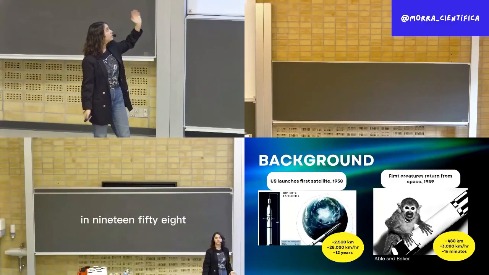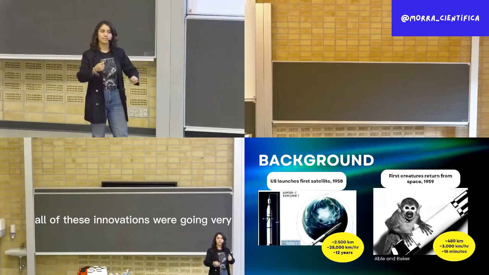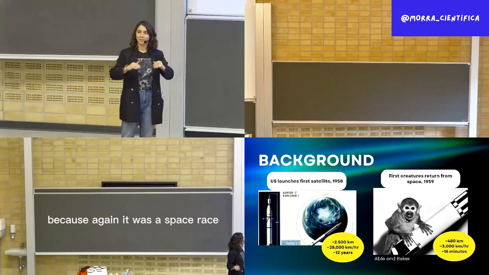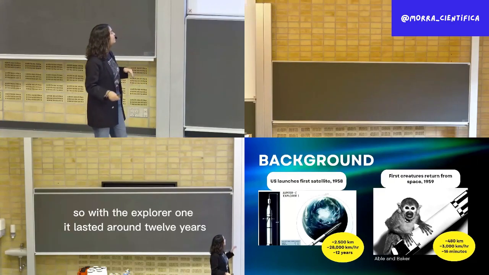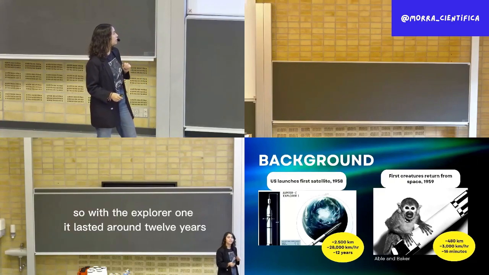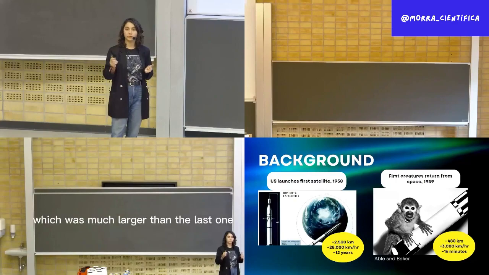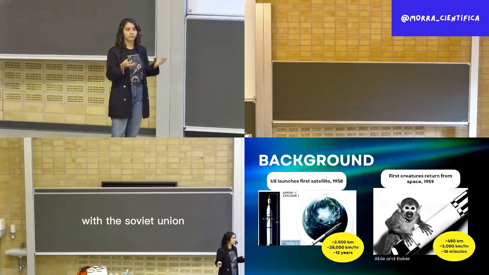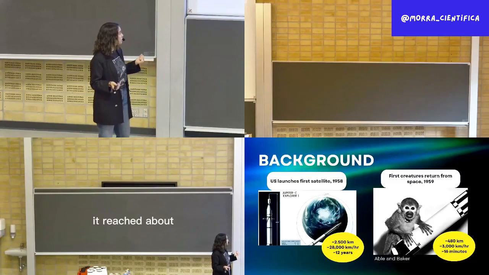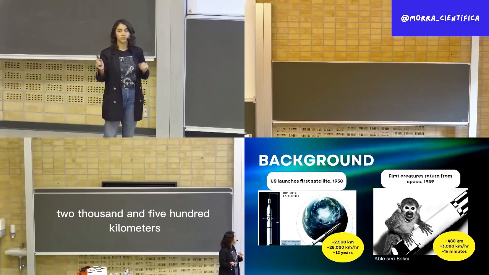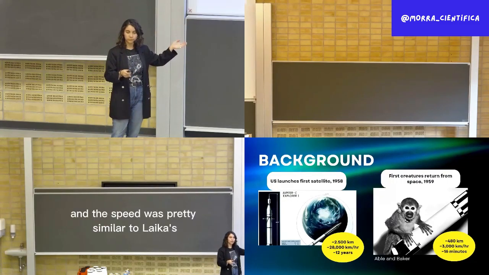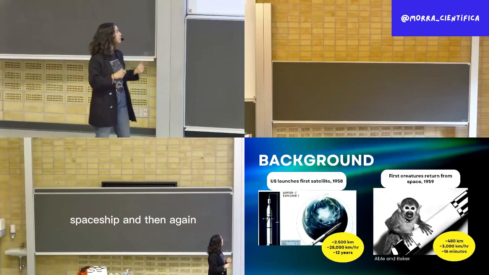Again, one year after, in 1958, all of these innovations were going very, very fast because it was a space race. So with Explorer 1, it lasted around 12 years, which was much larger than the last one with the Soviet Union. It reached about 2,500 kilometers, and the speed was pretty similar to Laika's spaceship.